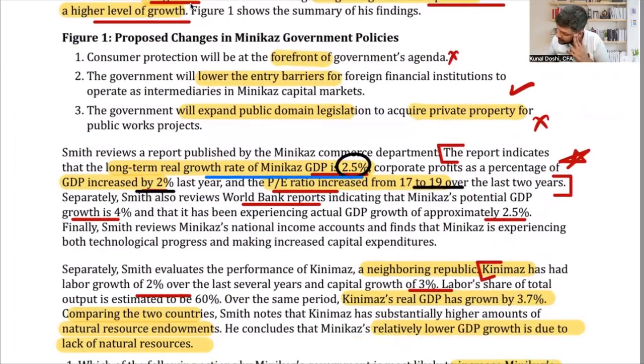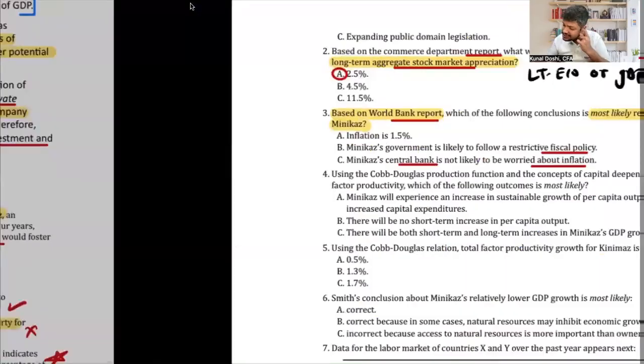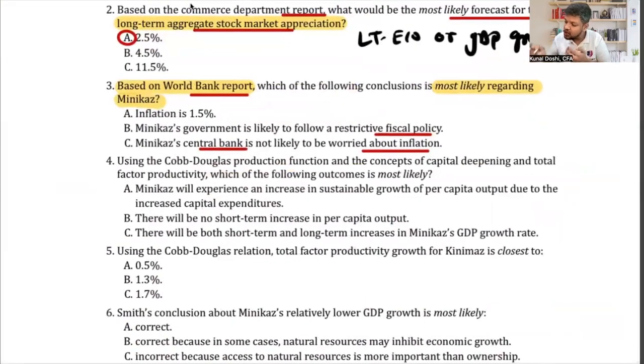Separately, World Bank reports indicate Minica's potential GDP is 4% and that it has been experiencing actual GDP of 2.5. Now, this is very important. The potential GDP is more and the actual GDP is below the potential GDP. Inflation becomes a concern when the actual GDP is higher than the potential GDP. So here, will the central bank be concerned about the inflation? No. So that seems to be the right answer.